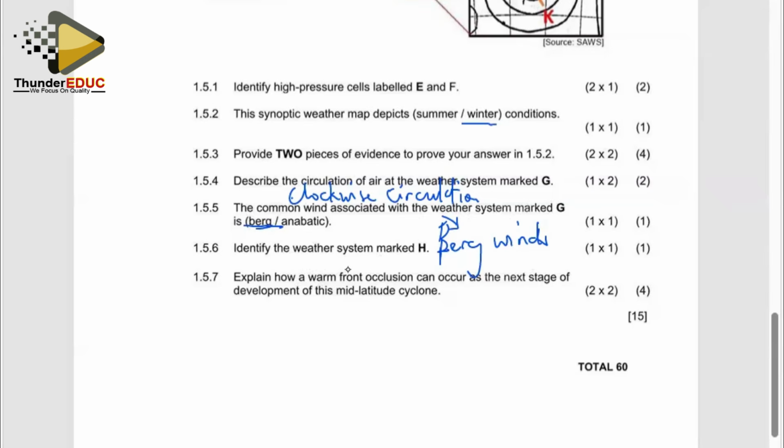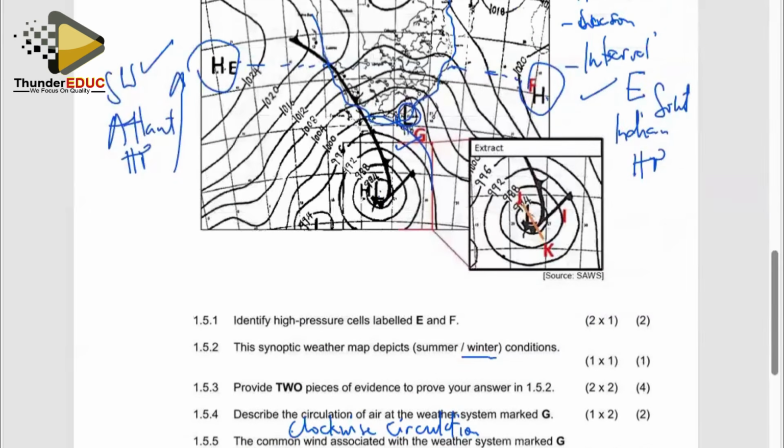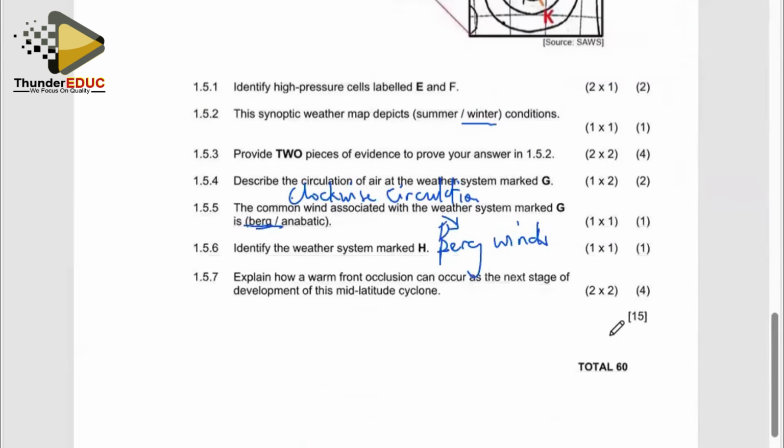Identify the weather system marked H. Unfortunately, our marking is not very clear. Our H is here for this weather system. That weather system is a mid-latitude cyclone.